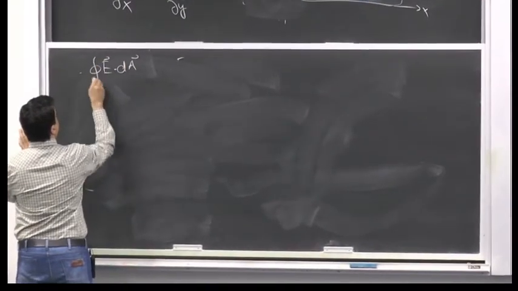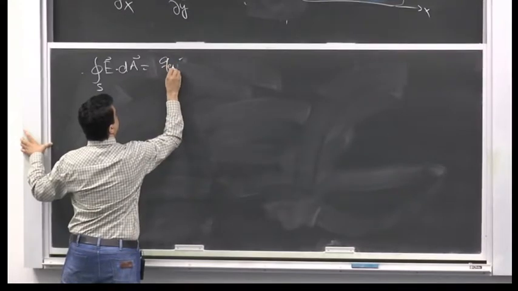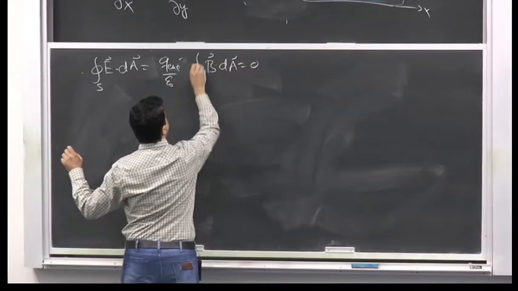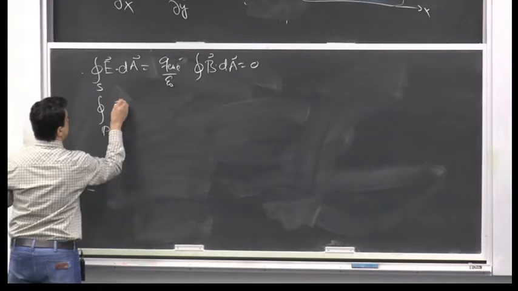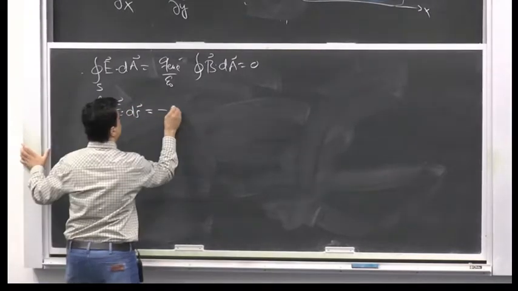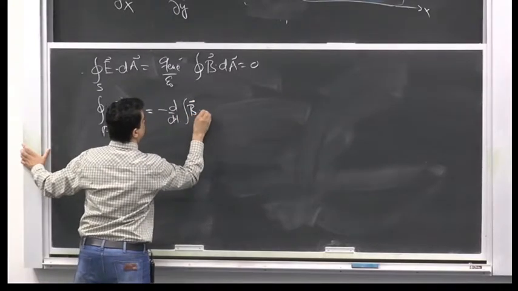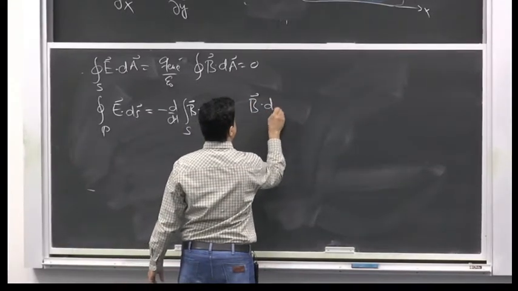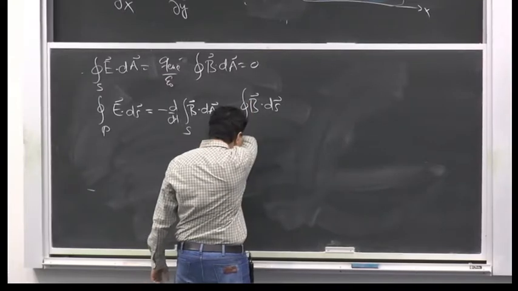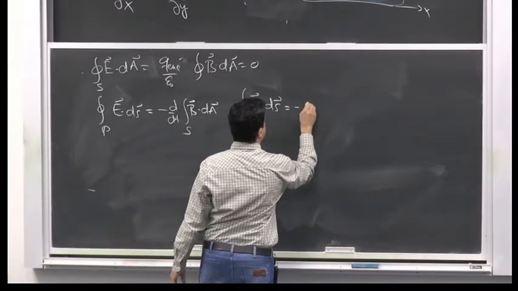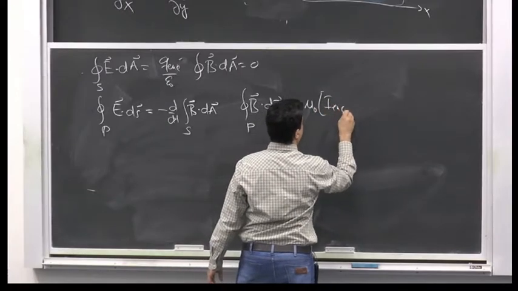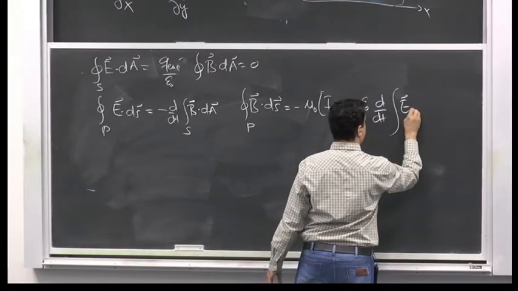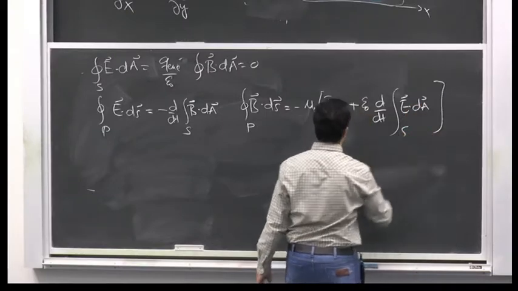E dot dA around the surface S equals Q enclosed by epsilon naught, and then you have B dot dA over this surface S, this equals 0, and over a path P, E dot dS equals minus d by dt of B dot dA over the surface S, and B dot dS, which is also over path P, equals mu naught I enclosed plus epsilon naught d by dt. So these are the four Maxwell equations.